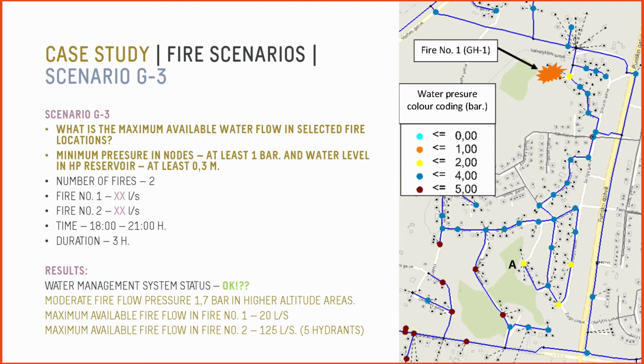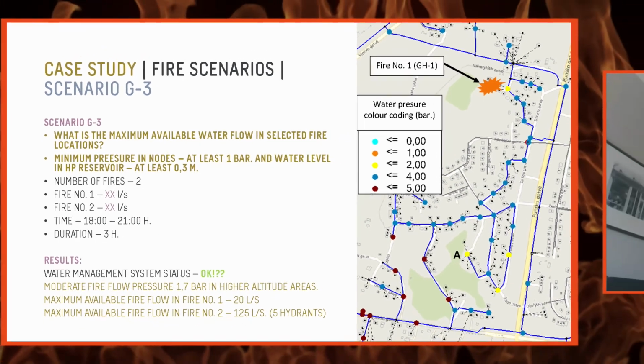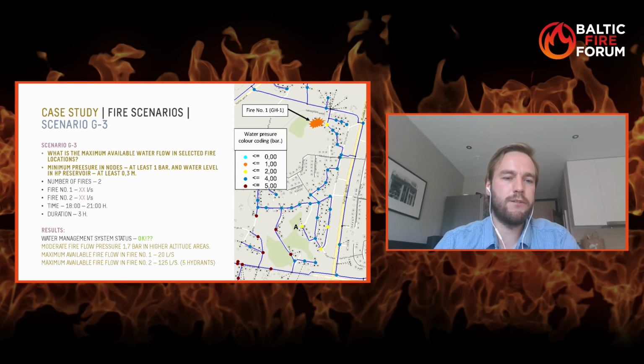Okay, so we don't have flows in 2 different fires, but we can calculate that. The results are that the water management system status is okay, and the maximum available flow rates in those 2 fires are 20 liters in fire number 1 and 125 liters in fire number 2. And we calculated the scenario when you use 5 hydrants in fire number 2.